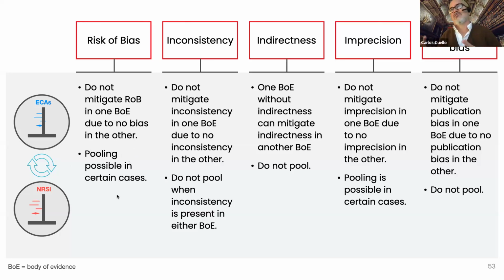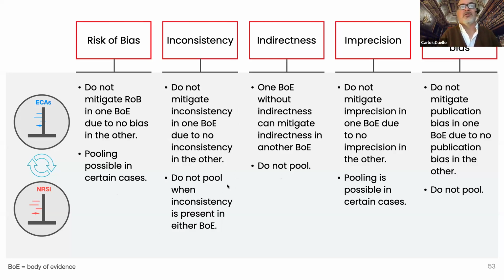However, you can still pool in some rare cases where you have a similar risk of bias, for instance, and the only issue in the other situations is imprecision, for example. So the big no's in this case will be: do not mitigate the risk of bias in one body of evidence due to the other. Also for inconsistency, you do not mitigate inconsistency in one body of evidence because the other doesn't have it.